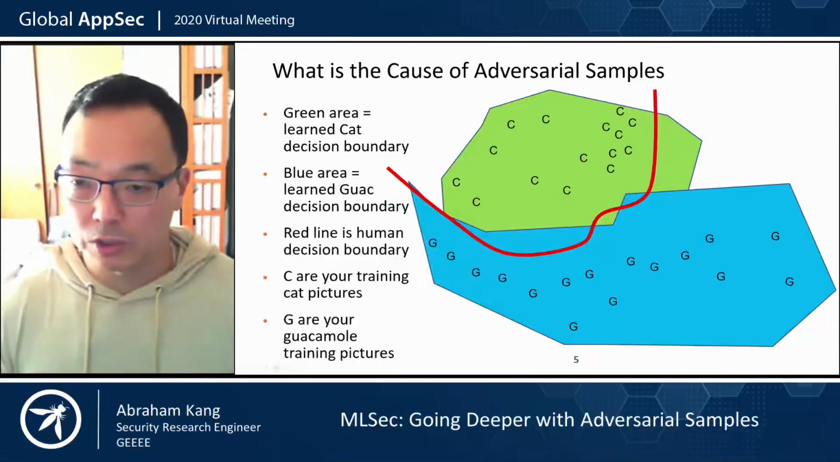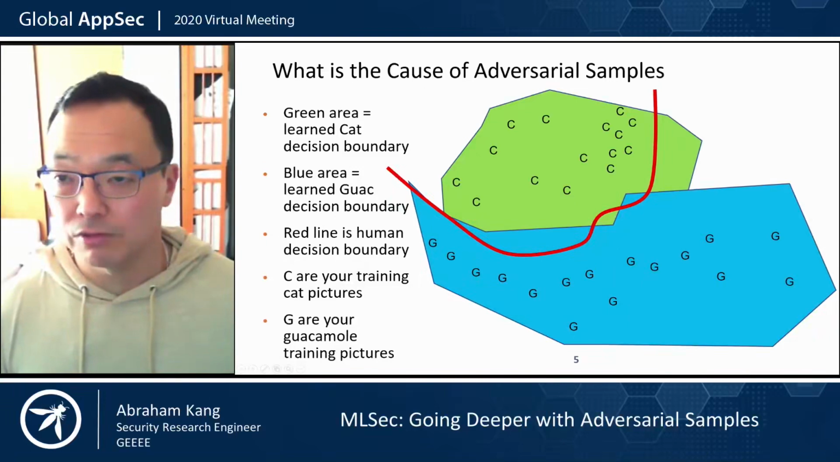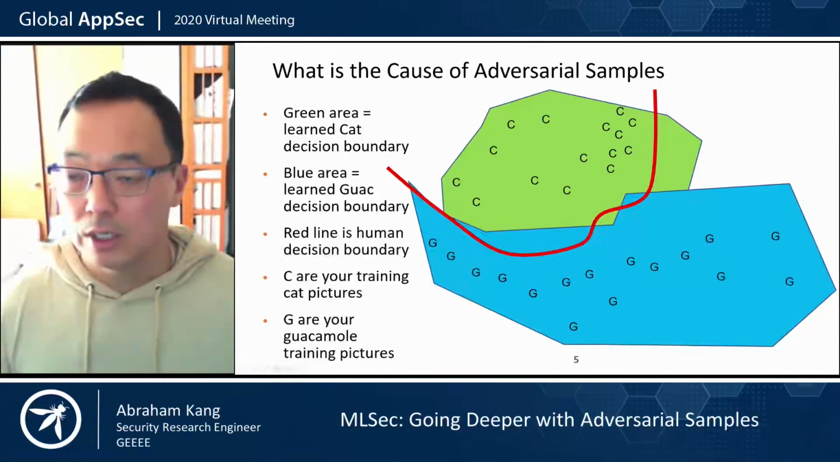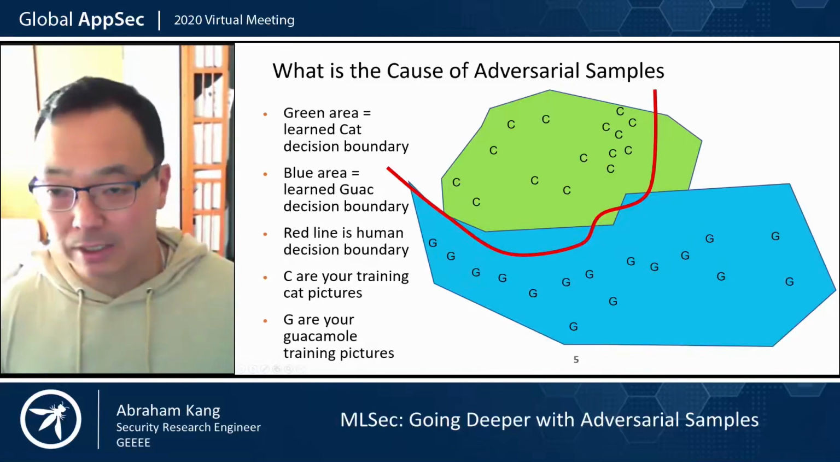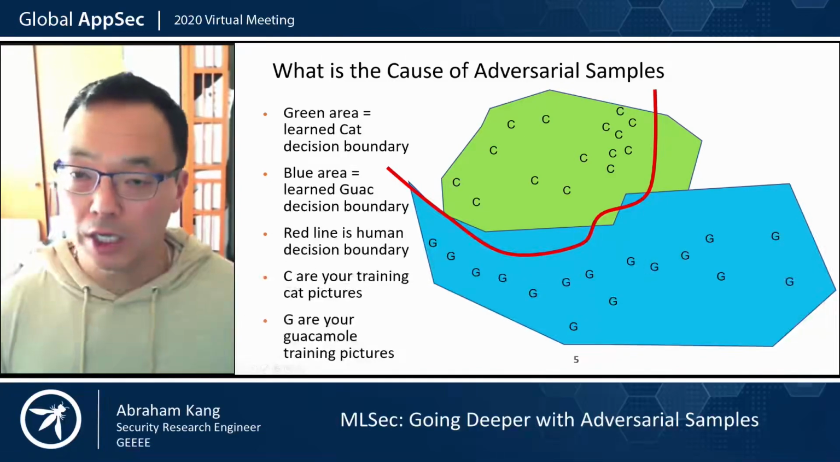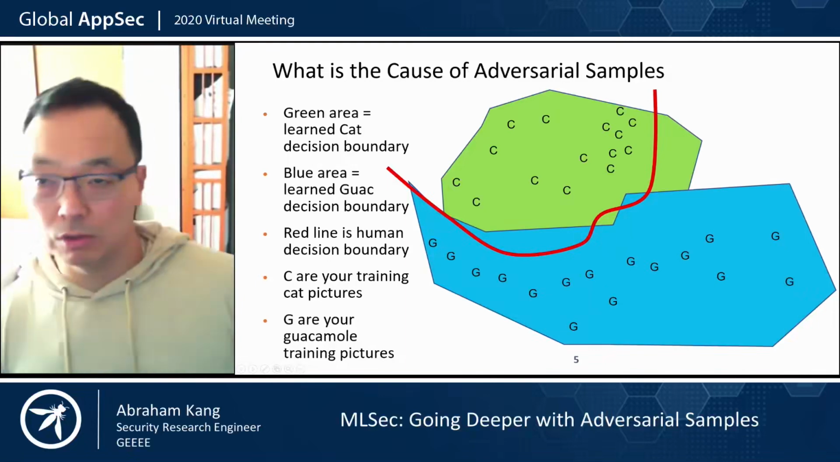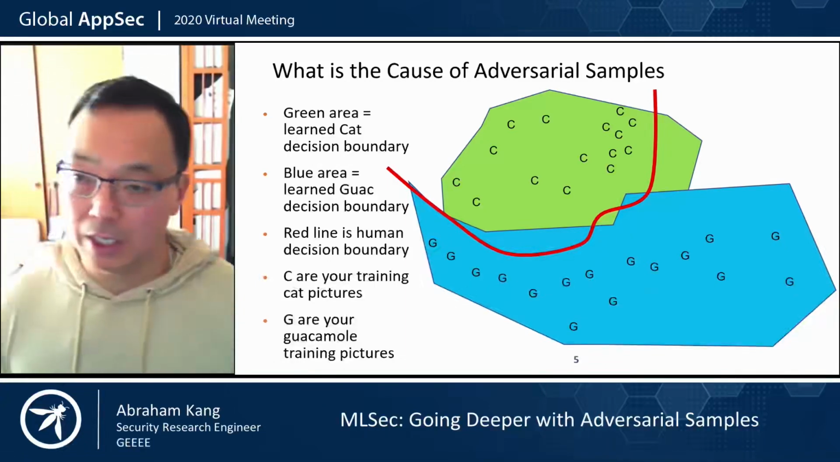Now, when we look at this picture, these C's are your training data for the machine learning model. And the green area is the boundary for cat that the machine learning model learned by looking at all of the different images of cats that you gave it. You know, some of them are red cats, some of them are black cats, some of them are white cats, some are orange and gray.